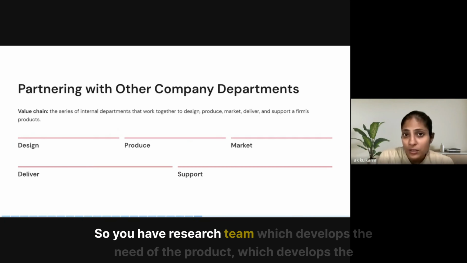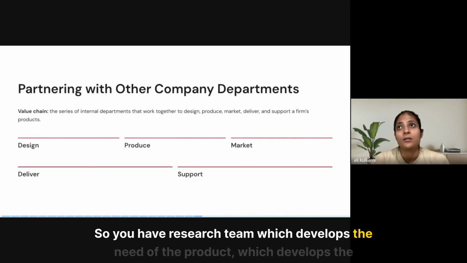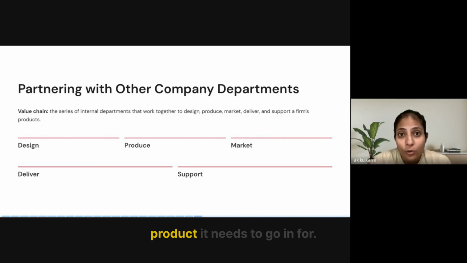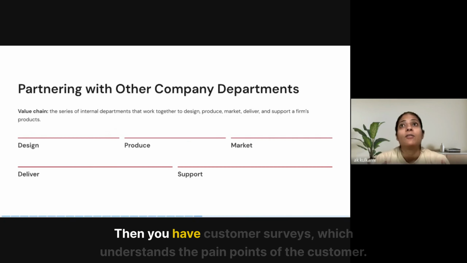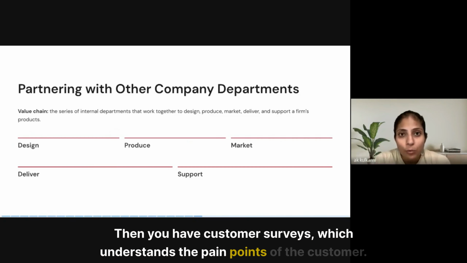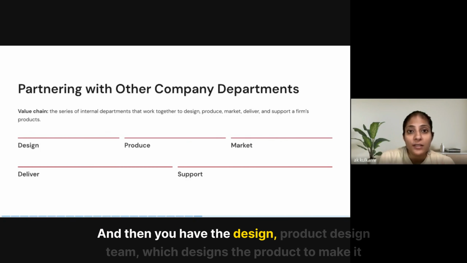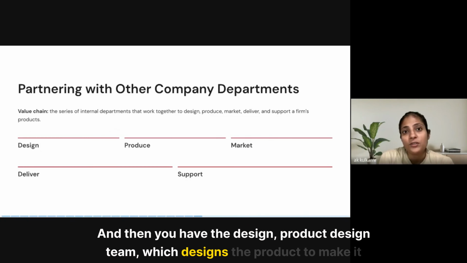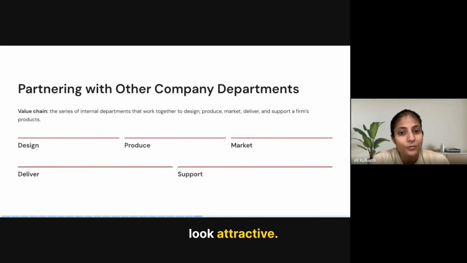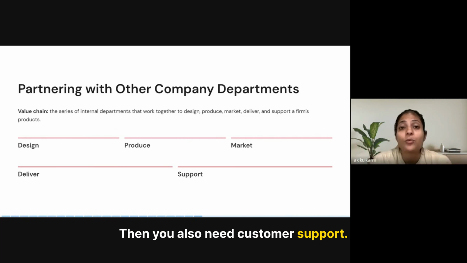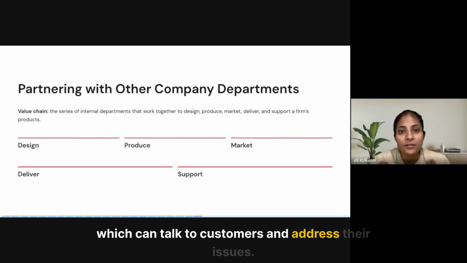So you have research team which develops the market research and data on which basis the company will take the decision what kind of product it needs to go in for. Then you have customer surveys which understands the pain points of the customer. So that's consumer research. And then you have the product design team which designs the product to make it look attractive. You have the manufacturing team or the operations team. But then you also need customer support, which can talk to customers and address their issues.